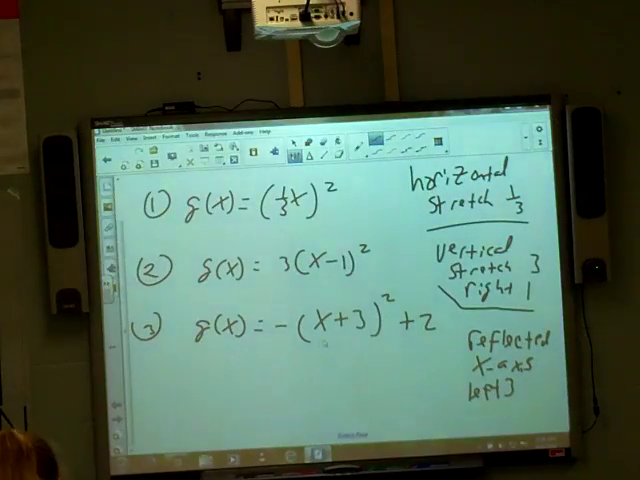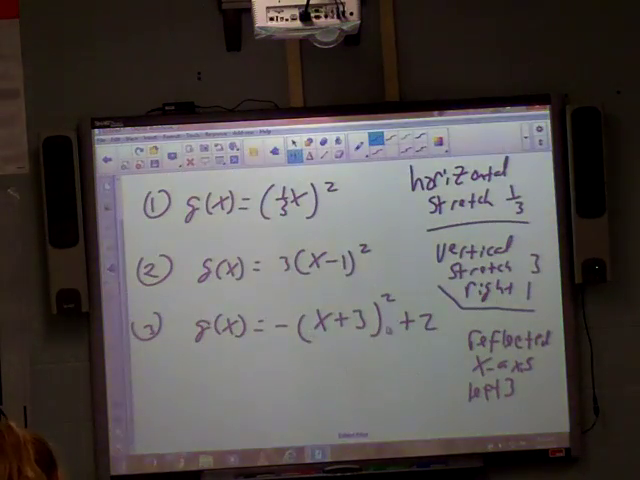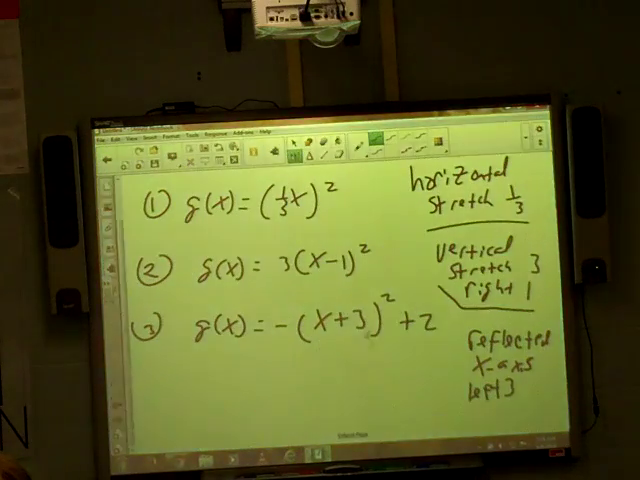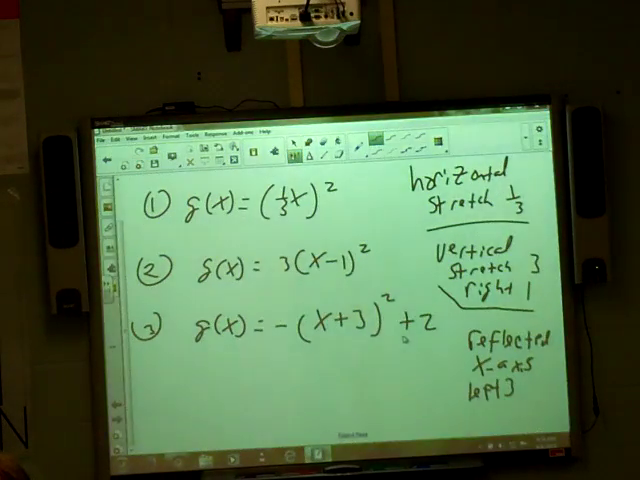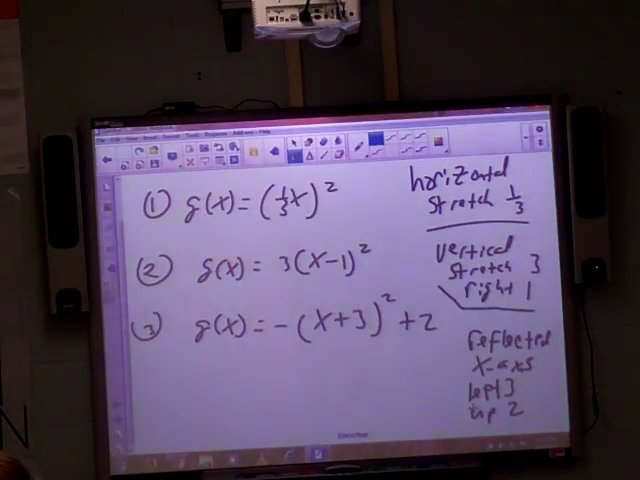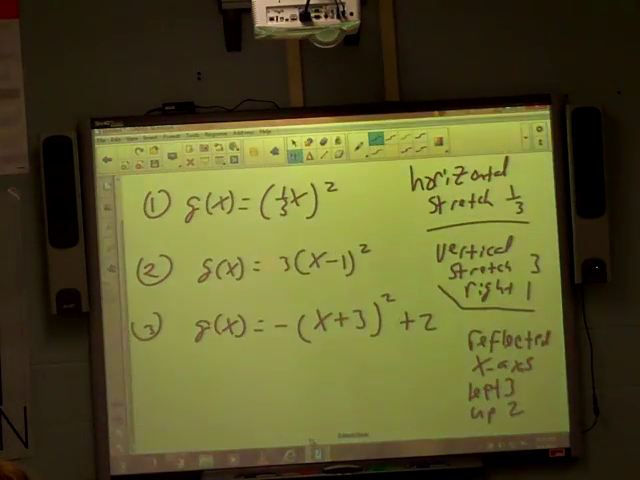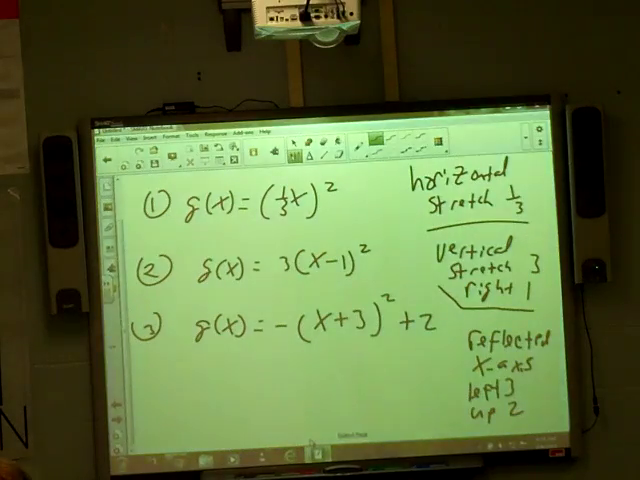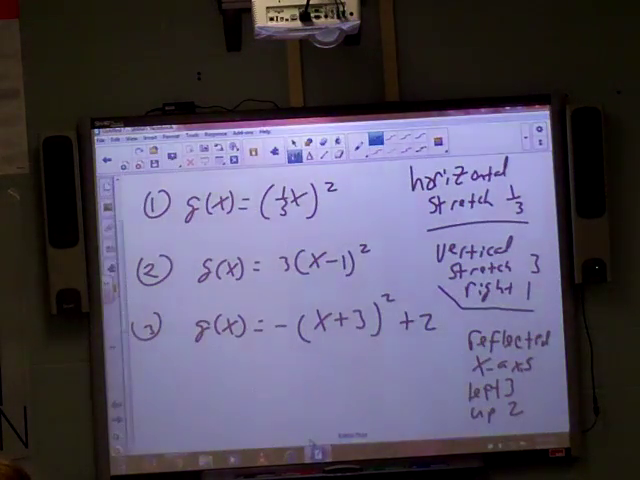Okay, after I went left 3, Rose wanted to know because I set them in a different order than she's got them. I'm just reading it left to right. It doesn't matter on this what order you put them in. But what's the last thing I haven't talked about yet? Up 2. Right.